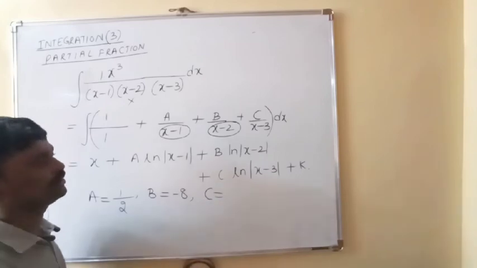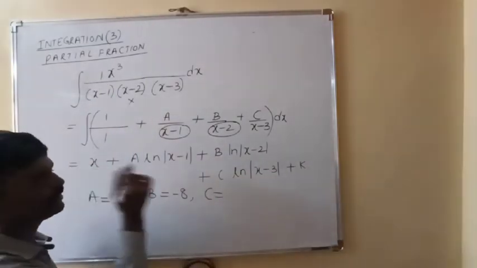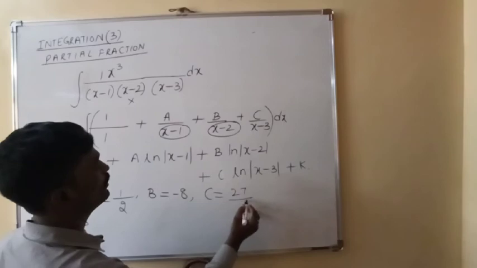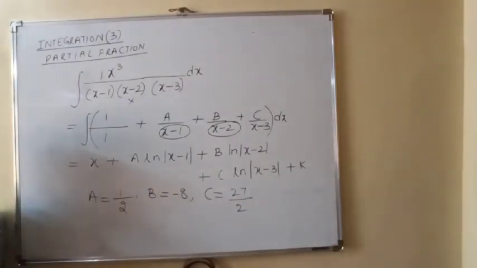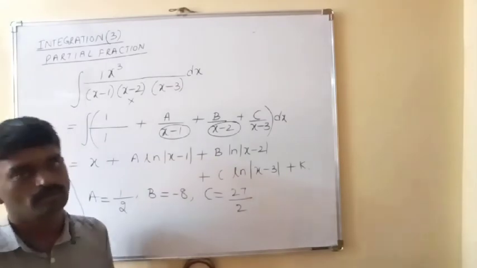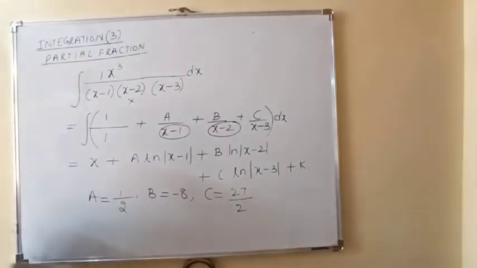Similarly, to get the c value, what do you have to put? The x value 3. Put x equal to 3: 3 cube is 27, divided by 3 minus 1, which is 2, into 3 minus 2, which is 1. So 2 into 1 is 2. So this is a shortcut. These are the shortcuts in partial fractions.